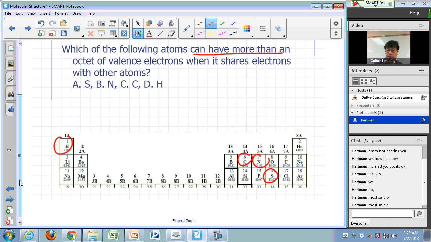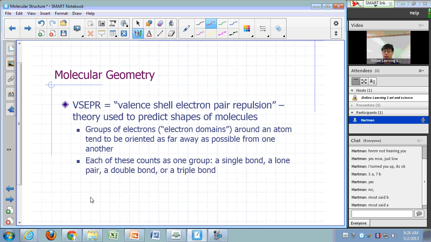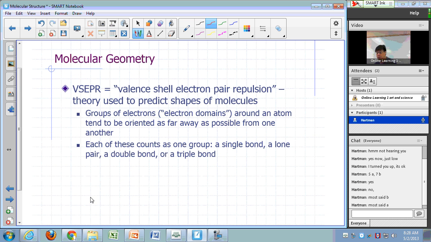Very good. Sulfur. Third row and beyond, you can have more than an octet. Good. Okay, so now let's talk about molecular geometry.